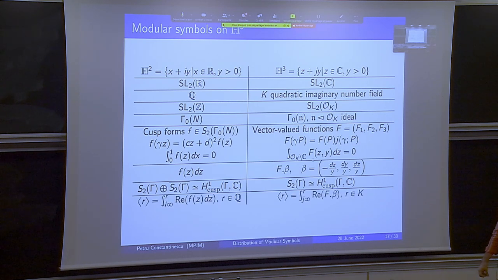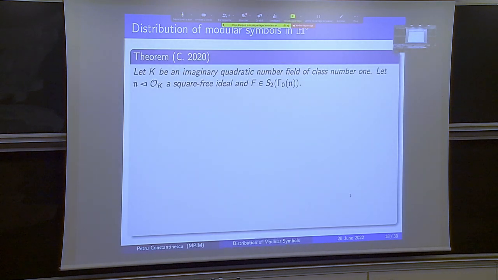And the modular symbols will be, so we had the real part of the period integral, and it will be the same. Now we take an element in our base field, and we integrate over a vertical line between the cusp at infinity and the cusp given by r. And maybe to no surprise, I can show that modular symbols given in these settings are also normally distributed on average. So fix your favorite imaginary quadratic number field. Class number 1 is not a necessary condition. It just gives a much nicer description of the cusps, so you can work with them.